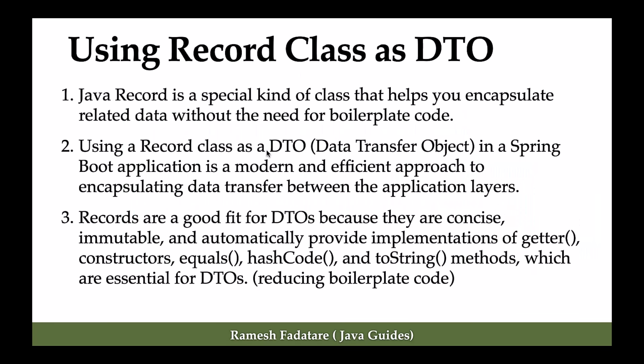Using a record class as a DTO in a Spring Boot application is a modern and efficient approach to encapsulating data transfer between application layers. So basically, a record class holds immutable data and it is a good candidate as a DTO to transfer data between different layers. Next, records are a good fit for DTOs because they are concise, immutable, and automatically provide implementations of getter methods, constructors, equals, hashCode, and toString methods, which are essential for DTOs. So let us go ahead and see how to use a record class as a DTO in our banking application.